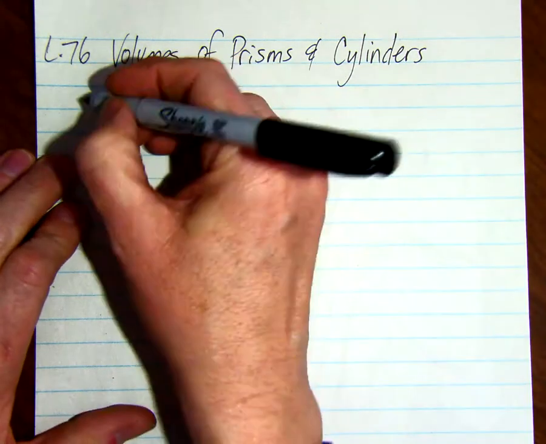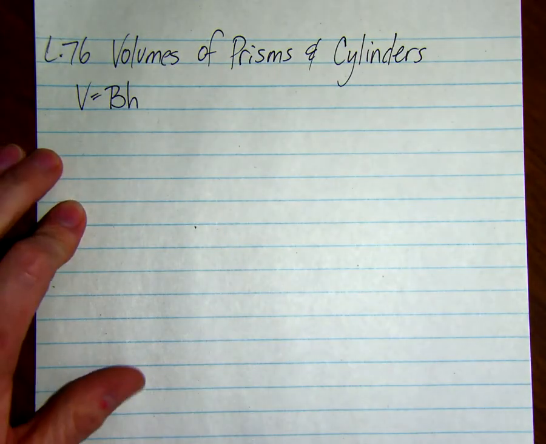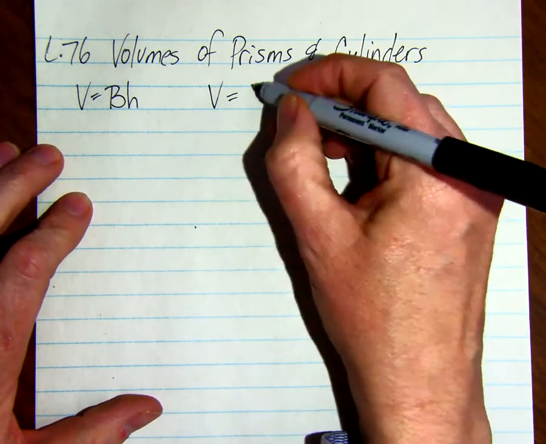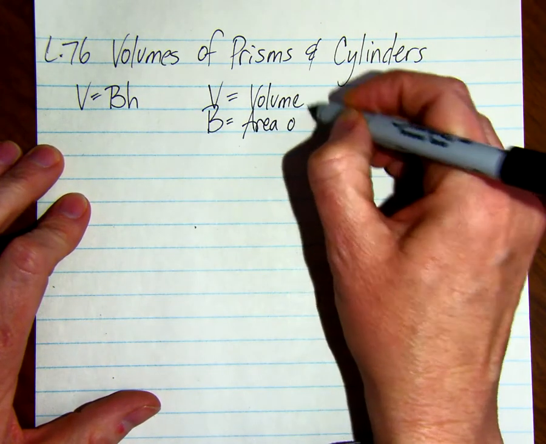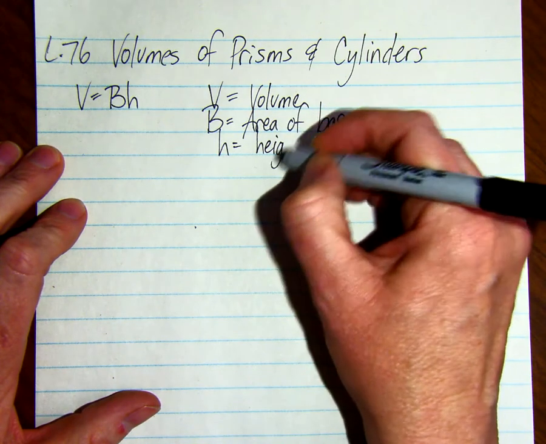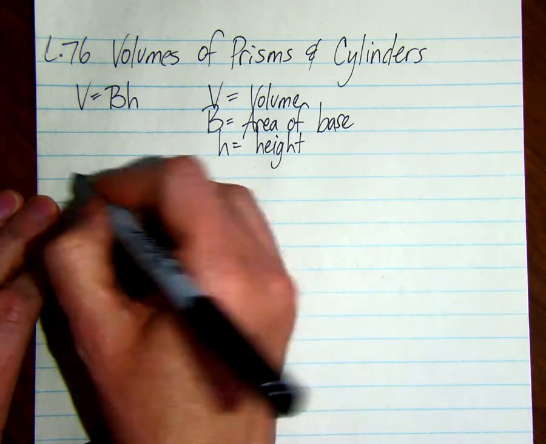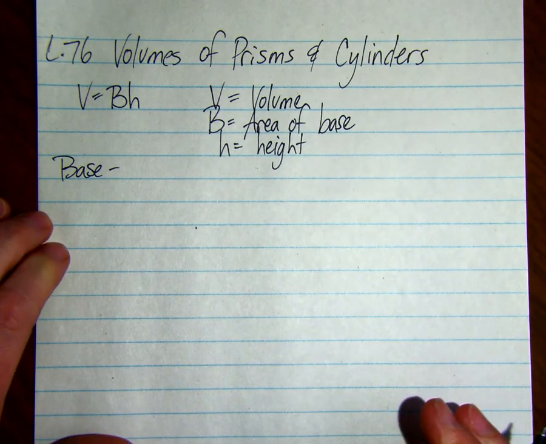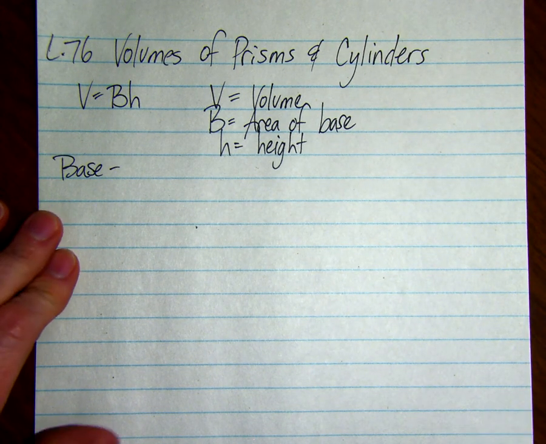The volume equals the area of the base times the height. We write area of the base with a capital B. So V means volume. Capital B is just area of the base. And then H is the height of either the prism or the cylinder. So the base, that's the shape that gets stretched up by the height. Prisms and cylinders have two bases.